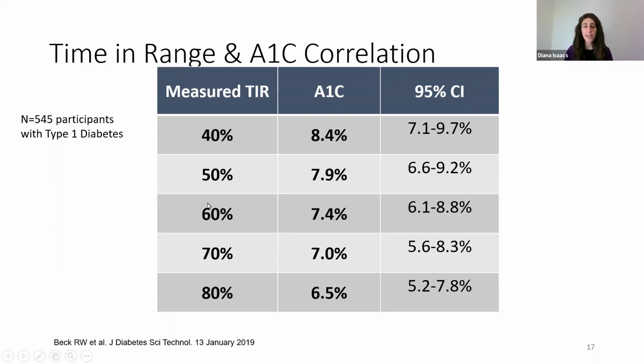Similarly, the 50% time in range correlates with an A1C of around 7.9. Which makes sense because, for many of our older adults or people at higher risk of hypoglycemia, we're aiming for an adjusted A1C target of more around 8%.